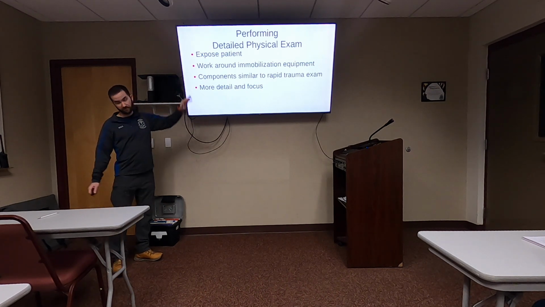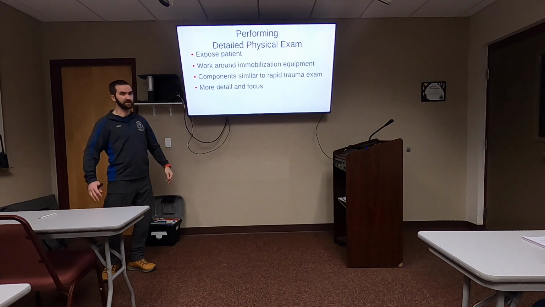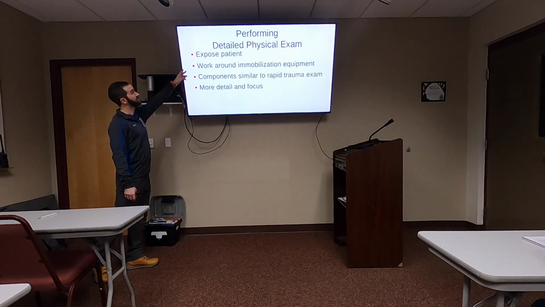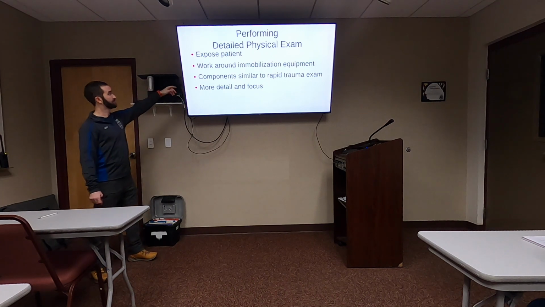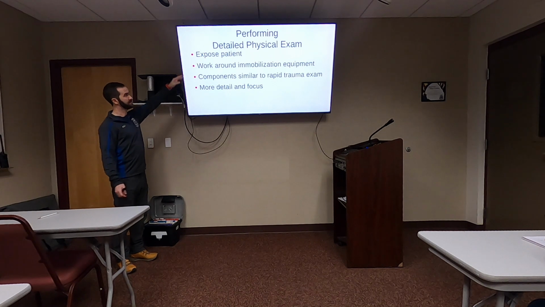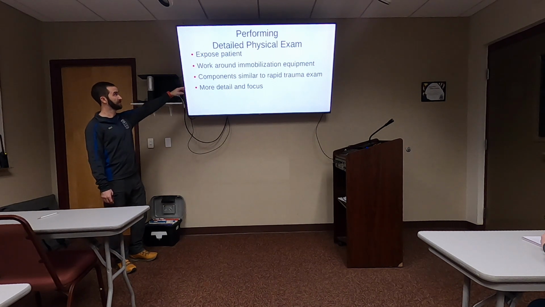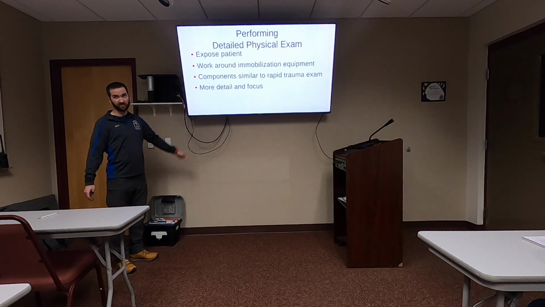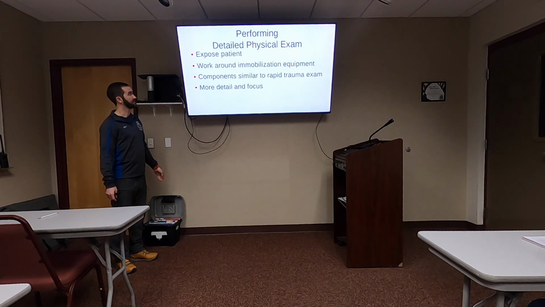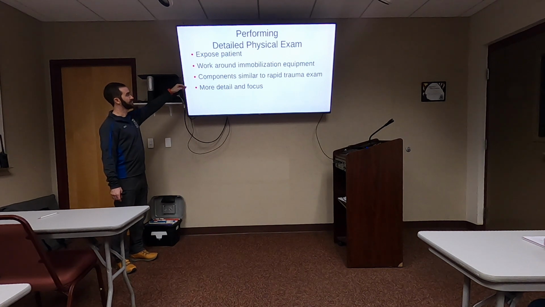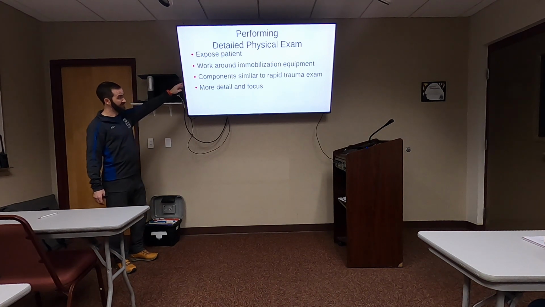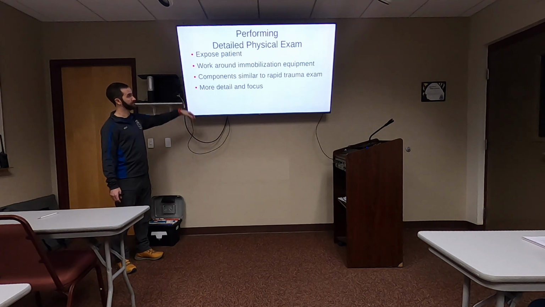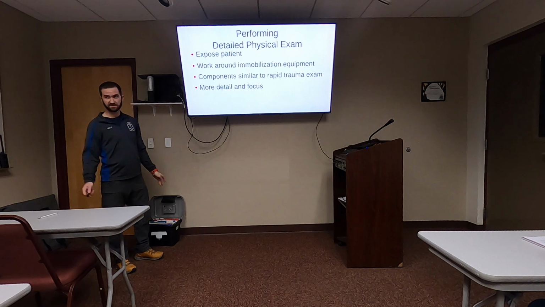So after you've done your rapid trauma assessment and cut their clothes, cover them up with a blanket to keep them warm. If we're doing the detailed physical exam, we're going to expose things again, usually just a part at a time. If you've used splints or any other immobilization things, backboard, etc., we're going to work around that. But basically it's the same as a rapid trauma exam, only this time we're going to do it a little slower. Make sure we didn't miss anything on the first go over.